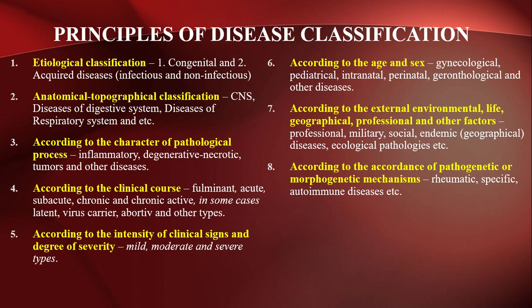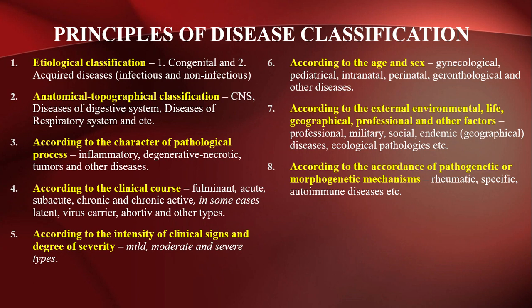According to the character of the pathological process, there are inflammatory diseases, degenerative necrotic diseases, tumors, and other diseases. According to the clinical course, we classify fulminant, acute, subacute, chronic, and chronic active diseases, in some cases latent, virus carrier, abortive, and other types. According to the intensity of clinical signs and degree of severity, we can classify mild, moderate, and severe types. According to age and sex, we can classify gynecological, pediatric, intranatal, perinatal, gerontological, and other diseases.